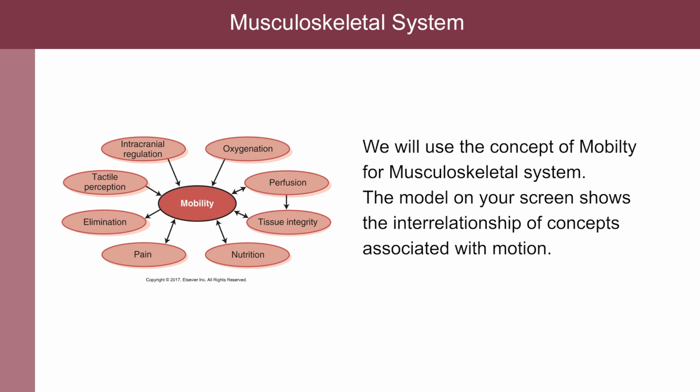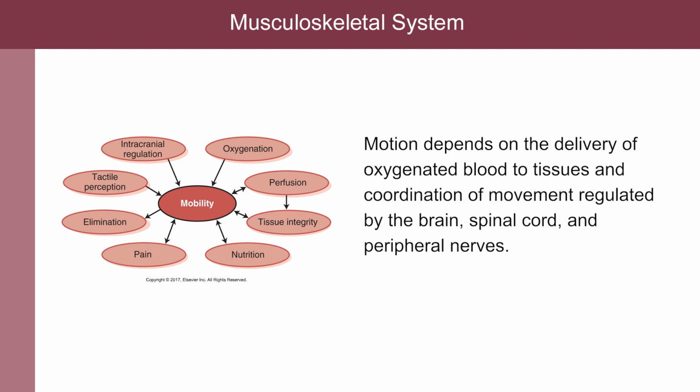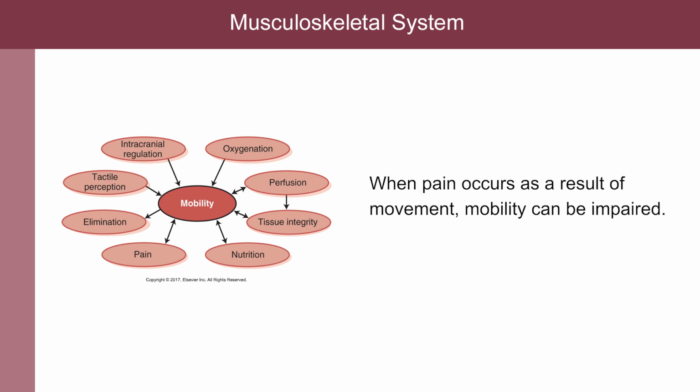We will use the concept of mobility for musculoskeletal system. The model on your screen shows the interrelationship of concepts associated with motion. Motion depends on the delivery of oxygenated blood to tissues and coordination of movement regulated by the brain, spinal cord, and peripheral nerves. When pain occurs as a result of movement, mobility can be impaired.